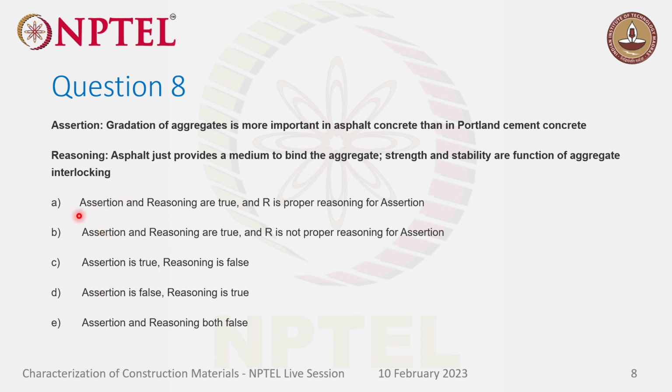If you feel assertion and reasoning are both true, and if you find that the reasoning, which I have given as R here, is a proper reasoning for the assertion, then you can pick option E. Similarly, if it's not a proper reasoning but both are true, then you can pick option B. Like that, you can read the statements and pick the correct answer. Let me start the timer now.